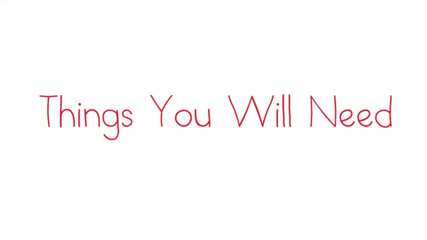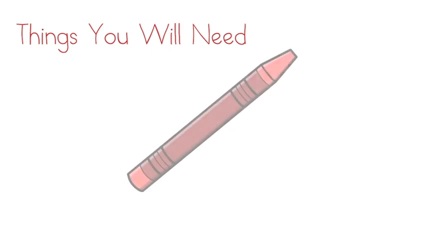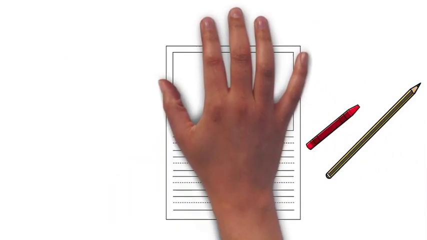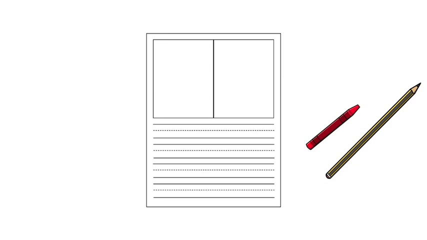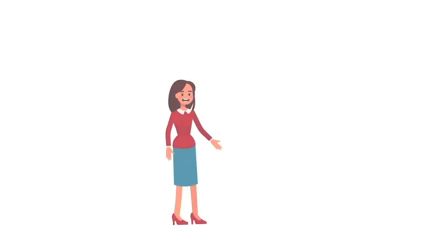These are the things that you will need: a pencil, a red crayon, and the basic sentence writing organizer number 1. We are ready to begin. Let's learn how to write a sentence.